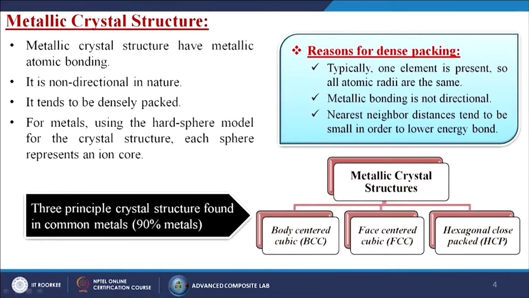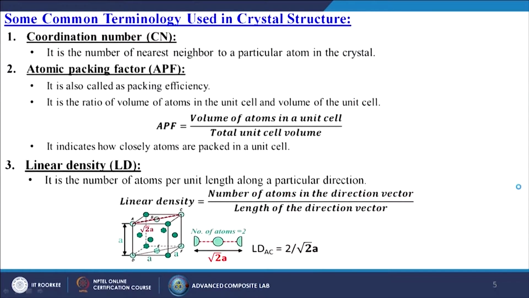So, what is the reason for the dense packing? Generally one element is present, so all atomic radii are the same. Metallic bonding is not directional, and nearest neighbor distances tend to be small in order to lower the bond energy. There are mainly three principal crystal structures found in the common metals, more or less 90% of metals: the body centered cubic, the face centered cubic, and the hexagonal close packed.